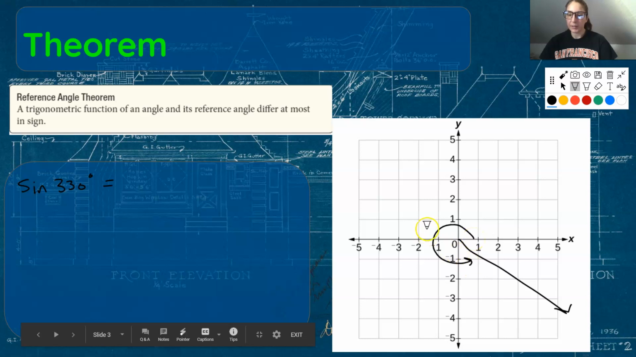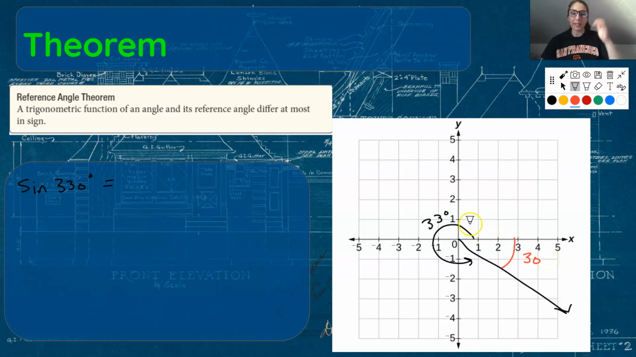So this was 330. Our reference angle is 30 degrees. What this means is the value of sine of 330 and the value of sine of 30 differ at most by sign. So what am I going to do here?